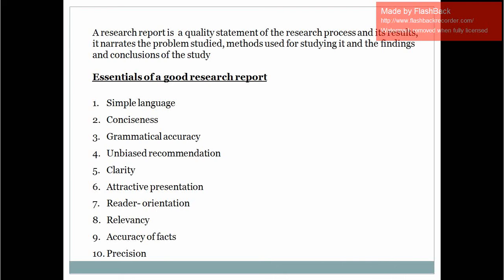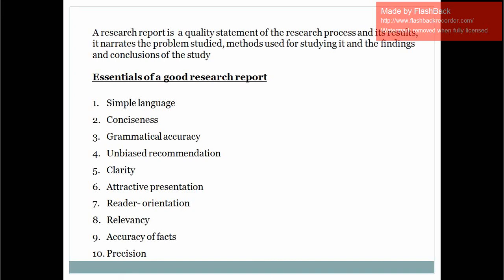Next point is conciseness. A good report should be concise, but it doesn't mean that a report can never be long. A good report has to transmit maximum information with minimum words. Next point is grammatical accuracy. Any faulty construction of statements gives a different meaning to the reader's mind, and sometimes it may become confusing. A good report is free from errors. It should be free from all types of grammatical errors.